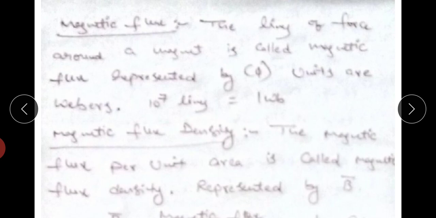Generally, every magnet has its field. Around the magnet, up to some region, its effect exists. This region is called the magnetic field. The magnetic field is nothing but a combination of magnetic flux lines. 10 to the power of 7 magnetic flux lines equals 1 Weber of flux.